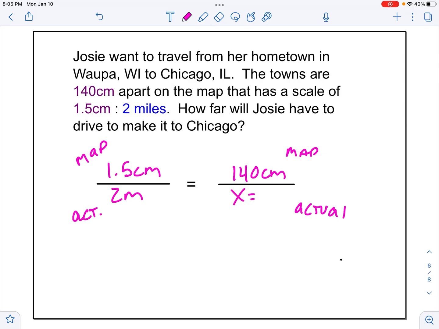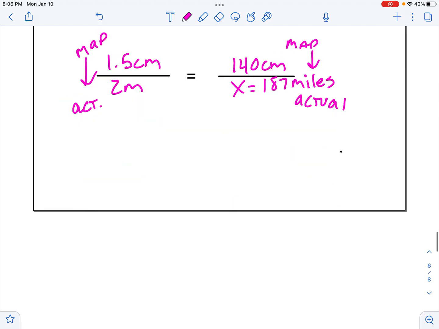So this is that relationship that we've been looking at for a couple of days now in proportions and how they work. They should flow the same on both sides because they're equal fractions. So I'm going to cross multiply 2 times 140, and I'm going to divide it by 1.5. And they are 180, and I'm just going to round it up 7 miles apart. So again, map to actual, map to actual. This is your scale.